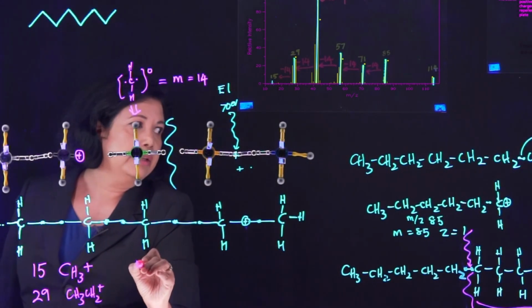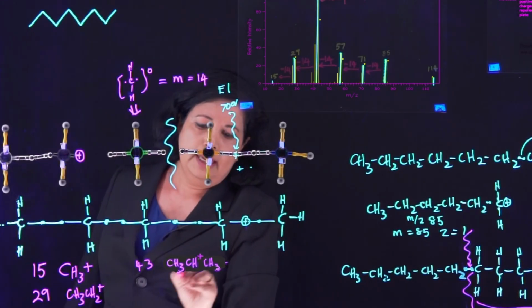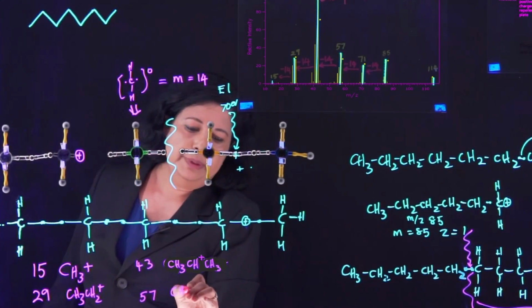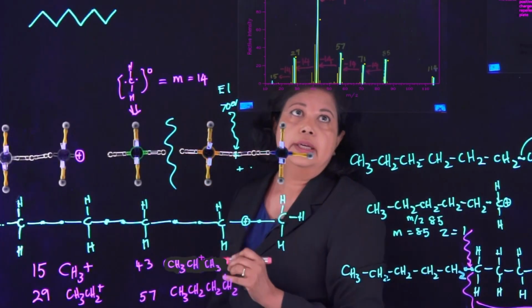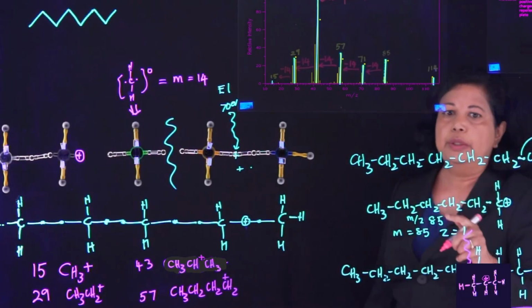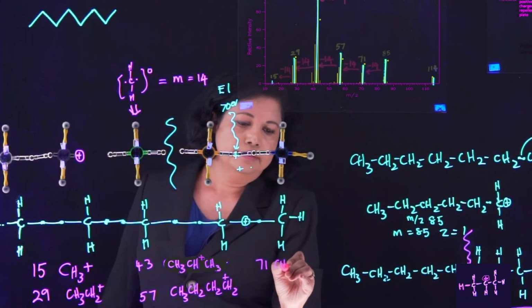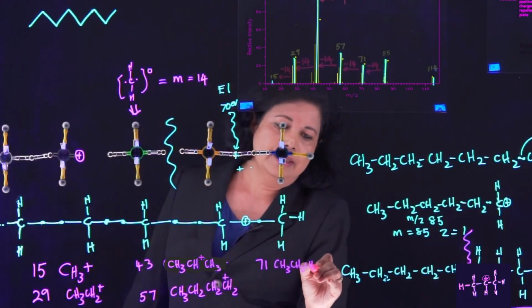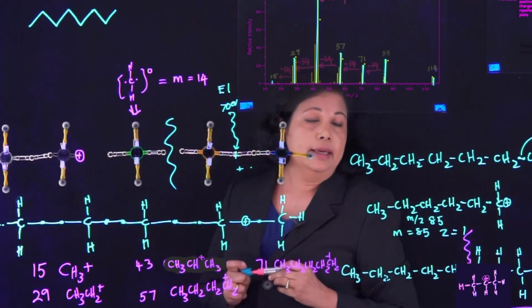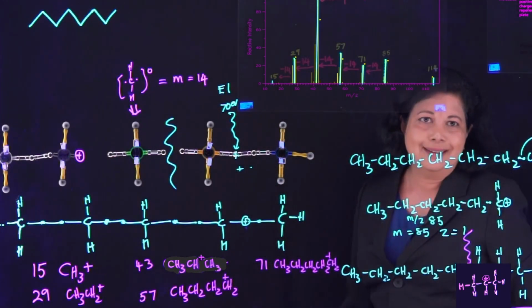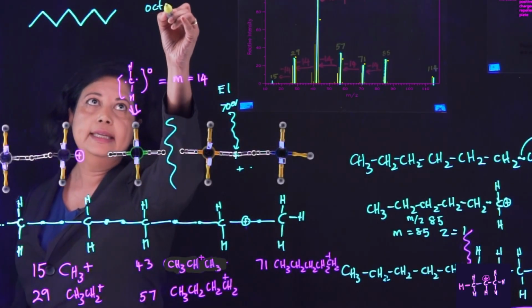So 43 is your propyl cation, and 57 is your butyl cation. All right. 71 is when you have a 5-carbon cation. So you have an idea, I hope, of how all of these peaks are forming in a mass spec. So this is just an example of one molecule, octane.